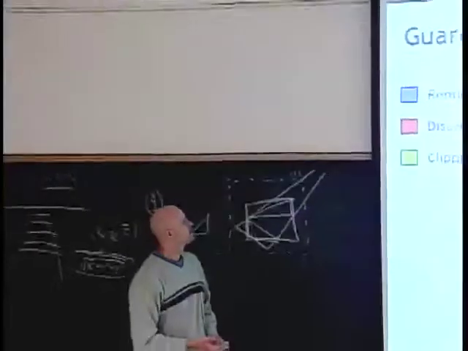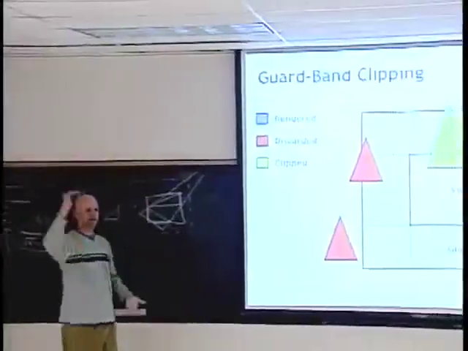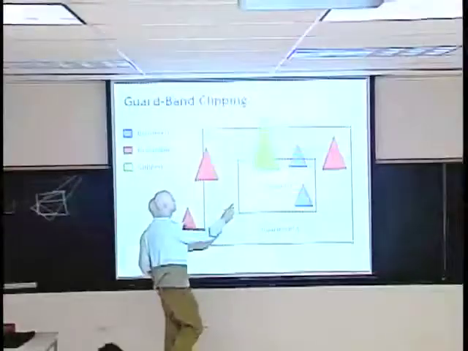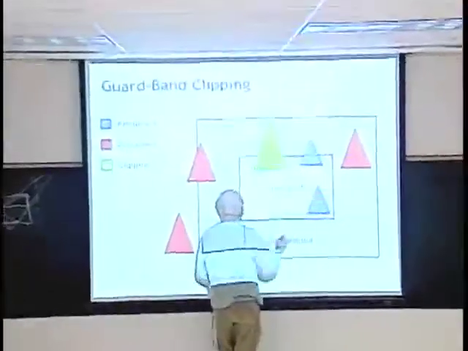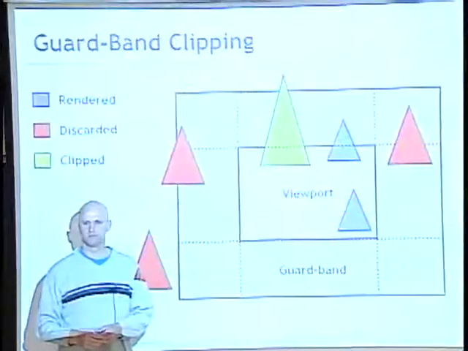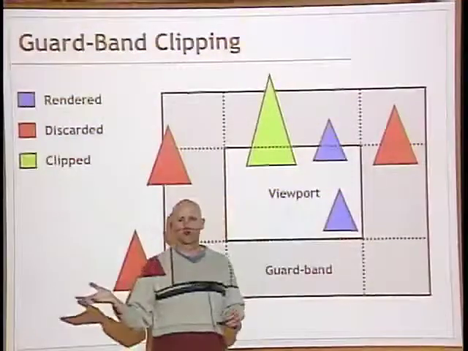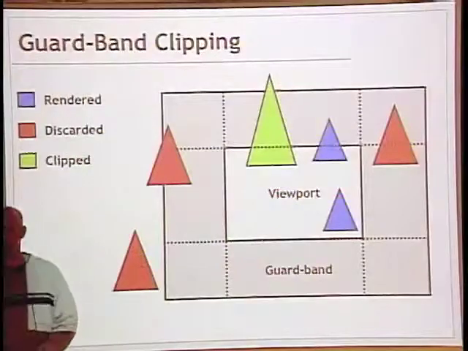Here's our viewport, and then we put in this guard band. It means that for these two blue triangles, I have to render the whole triangle. I'm going to do some work here that's useless and that I'm going to throw away eventually, but I didn't have to clip that triangle.